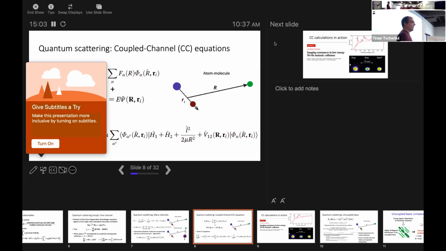We covered them yesterday. H1 and H2 describe what happens inside the molecule: rotational structure, spin structure. We know all about that. Yesterday I showed some energy levels of the colliding molecules and atoms. But V is something new. V12 is the interaction, and you have to calculate it.